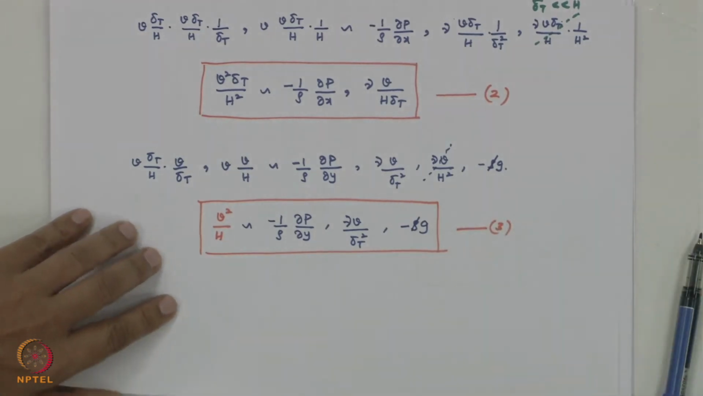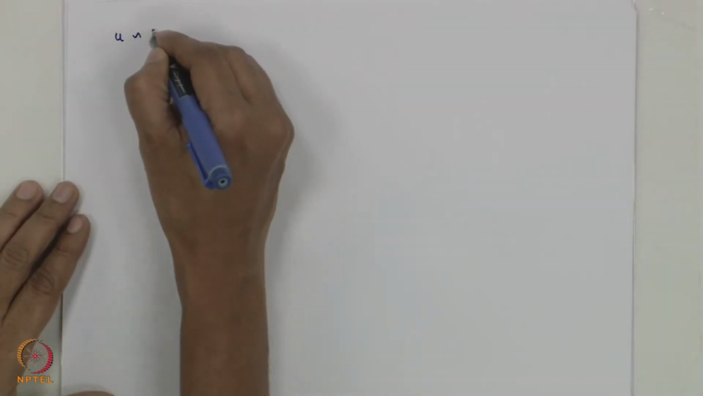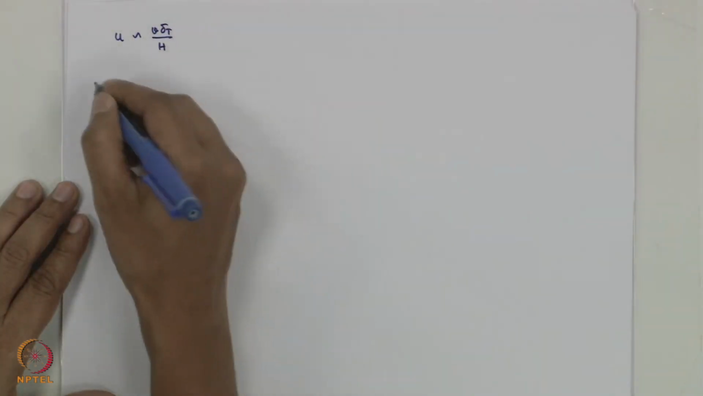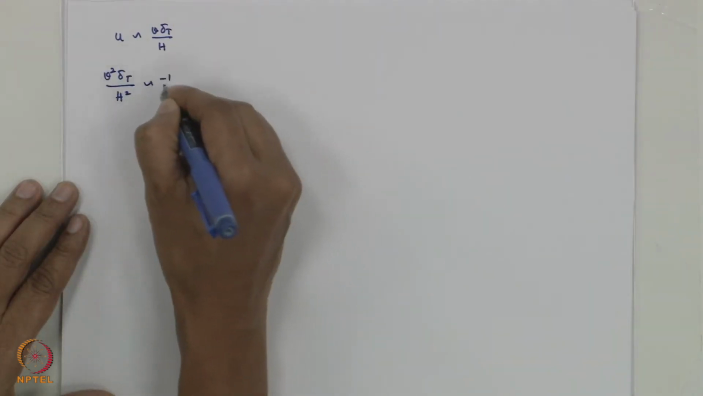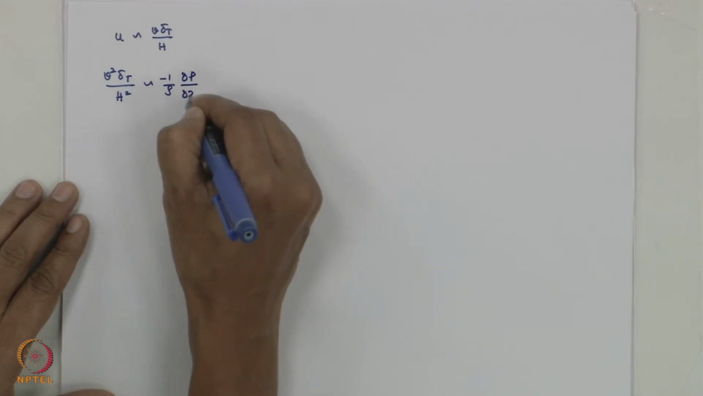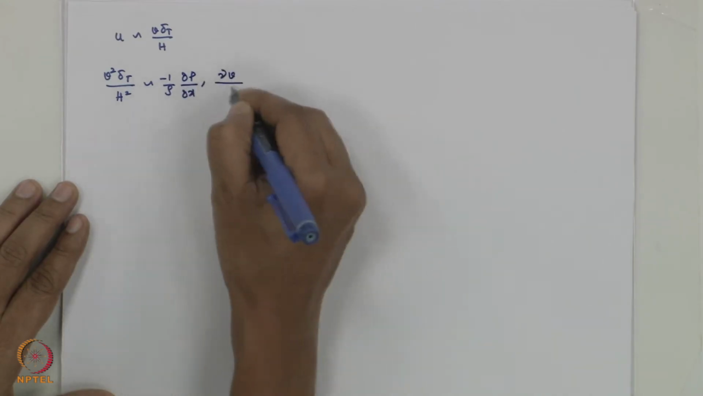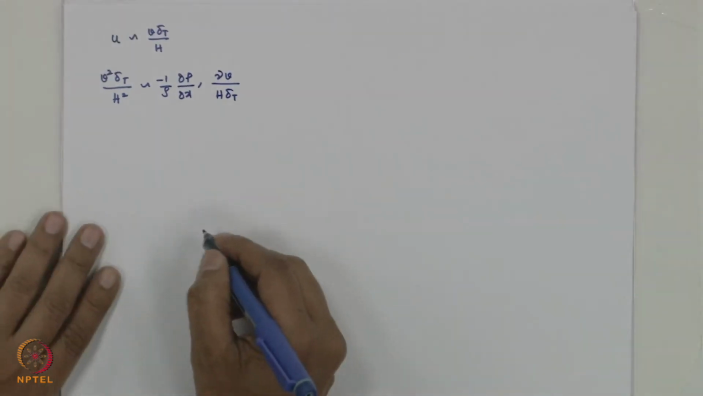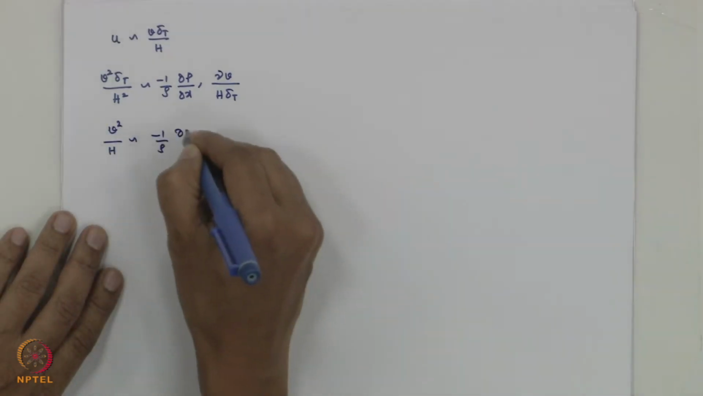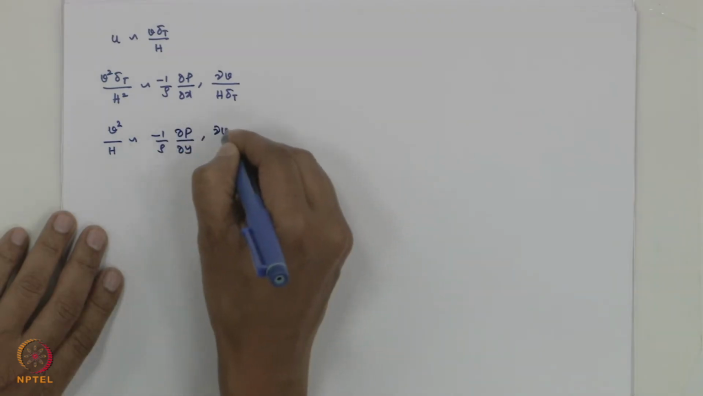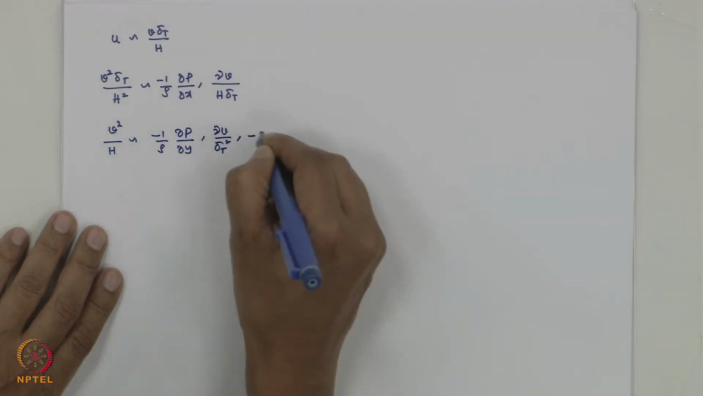Okay. So now let me try to get the feel of this pressure in a slightly different way. Just to recall, u we have gotten as v delta t by h, and v squared delta t by h squared is of the order of minus 1 by rho del p by del x, comma, nu v by h delta t. This was the x momentum equation, and the y momentum equation is v squared by h, of the order of minus 1 by rho del p by del y, nu v by delta t squared, comma, minus g.